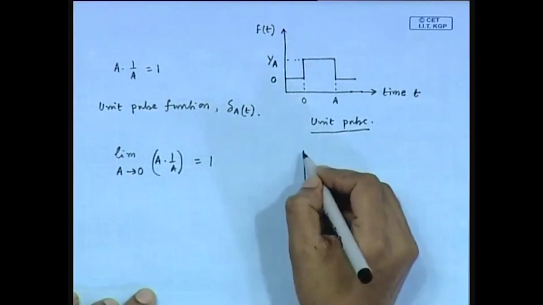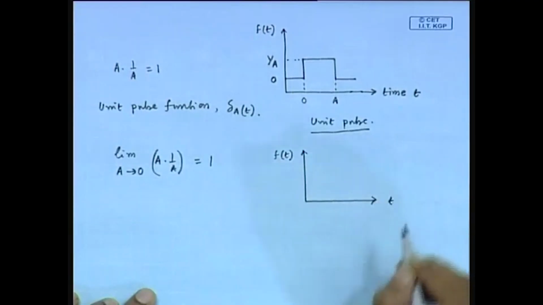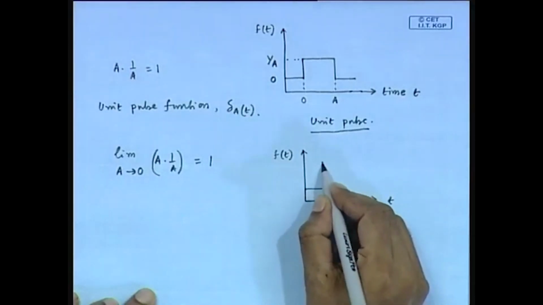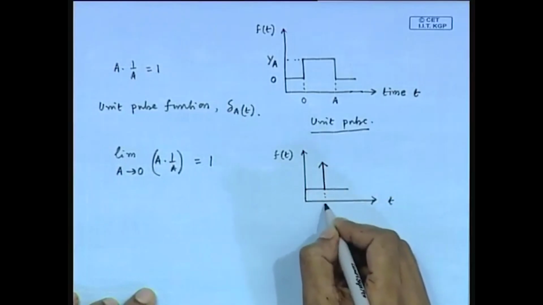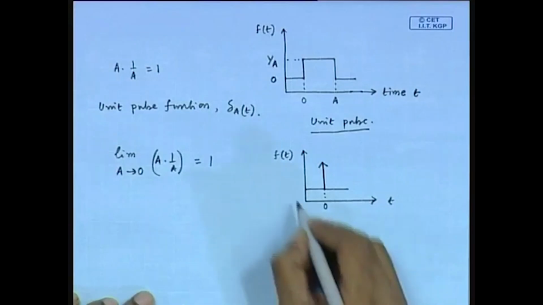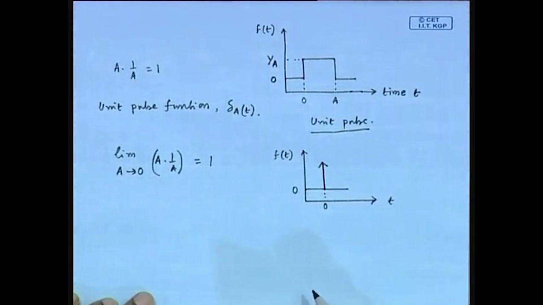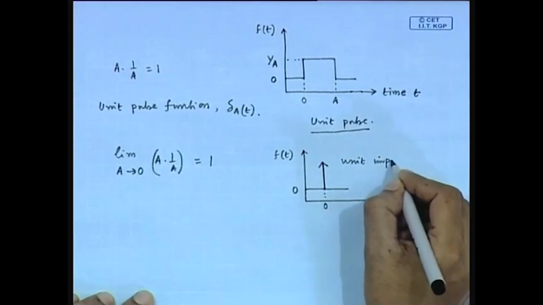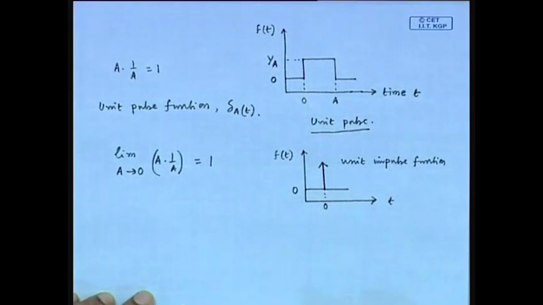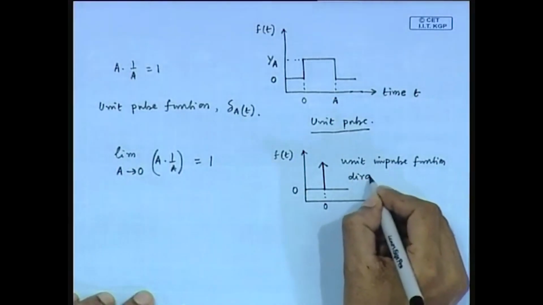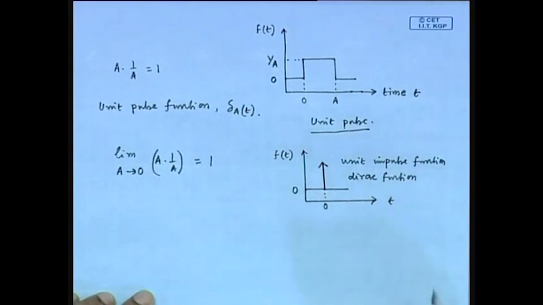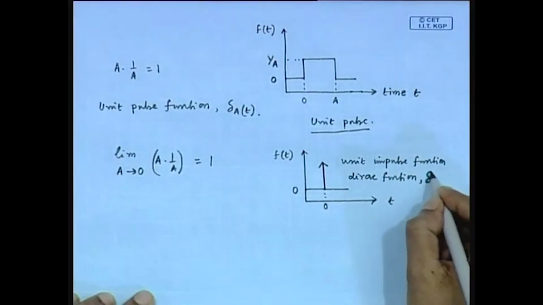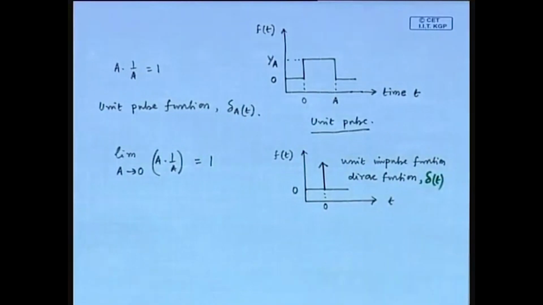The graphical representation of this is somewhat like this. This is time t equals to 0. This is 0. This function is called unit pulse function, sorry, unit impulse function. It is also called Dirac function, and it is conventionally represented by del t. This is called Dirac function or unit impulse function, and it is represented by del t.